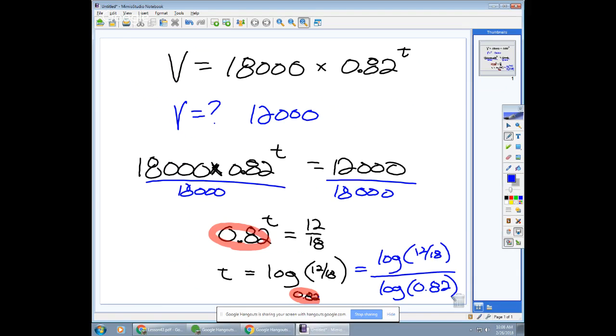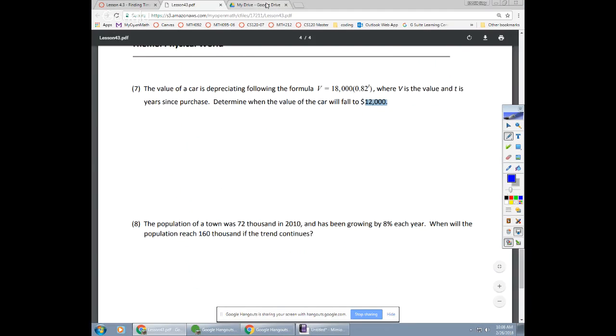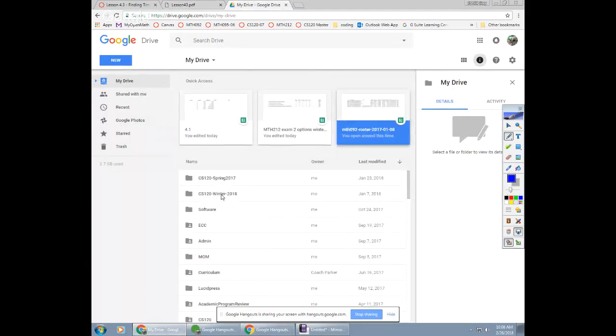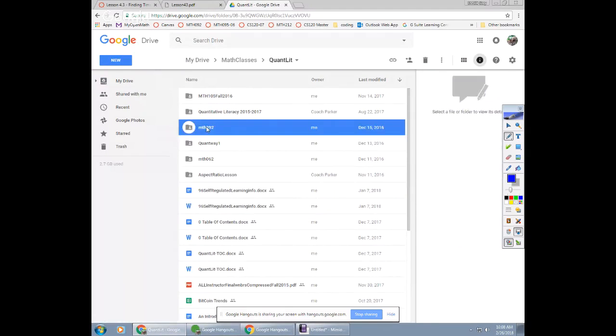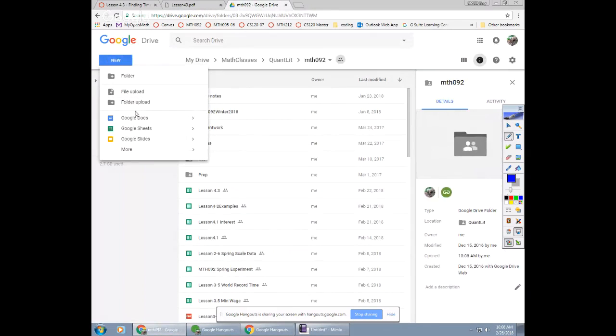So plug that into the calculator, see what you get. Everybody give that a shot. I'm going to do it on a spreadsheet. I haven't used spreadsheets and logs yet. So let's go to my drive, math class, Quantlet. Let's make a new sheet for this.